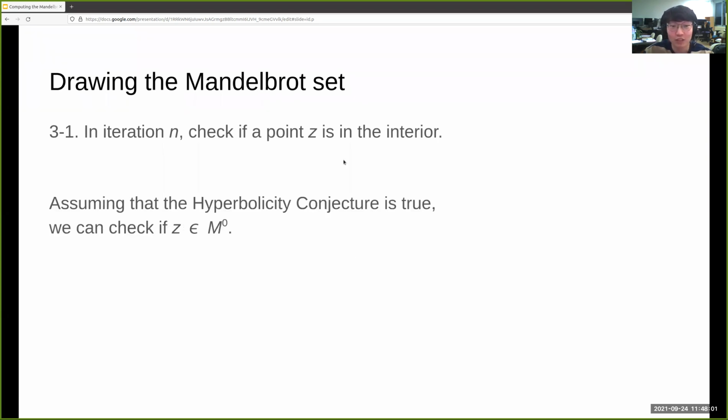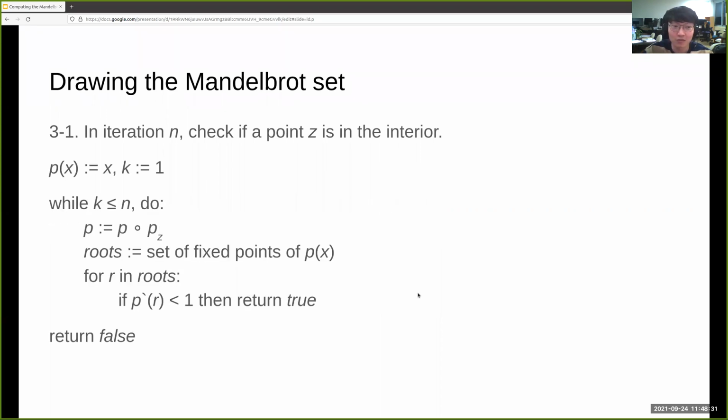And we're going to check if the point is in the interior. Assuming that the hyperbolicity conjecture is true, which was that the hyperbolic components of the Mandelbrot set equal the interior of the Mandelbrot set, we can check that c is in the interior of the Mandelbrot set using the hyperbolic components. Let p of x initially be x, and let k be the natural number 1.